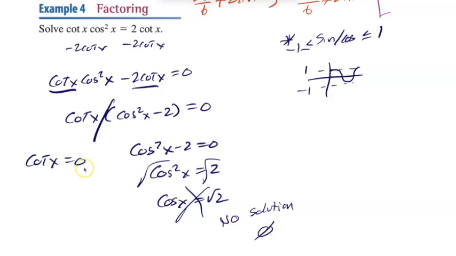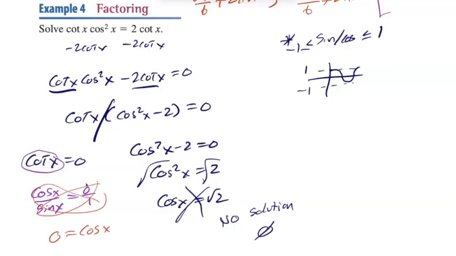Where does cotan equal 0? Probably best to go, what is cotan? Cotan is cosine x over sine x equals 0 over 1. So really all we're trying to figure out is where does cosine equal 0? Because that's what the top equals. If you're not sure, you could cross multiply and you'll get 0 equals cosine x. That's really all we're solving. Where does cosine equal 0?